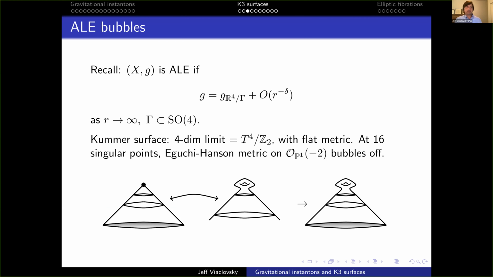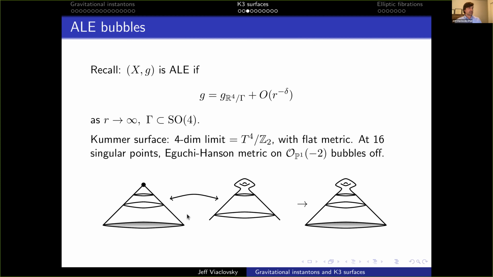Okay, so now let's go back to the examples, and I'll show you how each case can arise from a K3 surface. So the first case was ALE. This is the case where you're asymptotically conical. The well-known example of this is the Kummer surface. There are sequences of Ricci-flat metrics on K3 which have a 4-dimensional limit. So these are volume non-collapsed, and the limit is just the flat T4 modulo an involution. This has 16 singular points, and when you rescale the sequence near those singular points to have bounded curvature, you see Eguchi-Hanson metrics bubbling off.